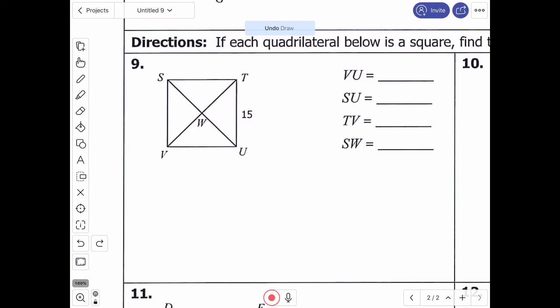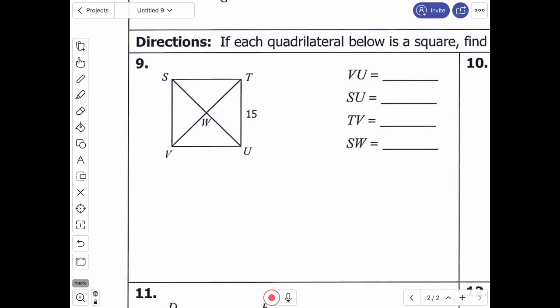So starting out, I'm told that TU is 15, so that means that all of these other sides are also going to be 15. So let's see. VU, that's one of the outside sides, so that would be 15. SU is one of the diagonals. So if I think about the diagonal, oh, I wanted the highlighter.